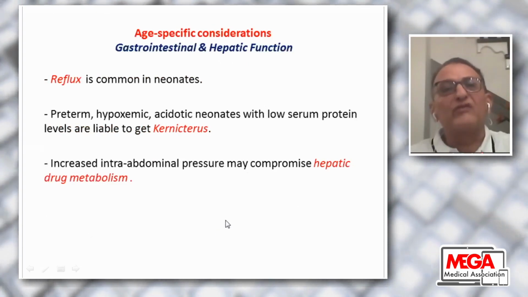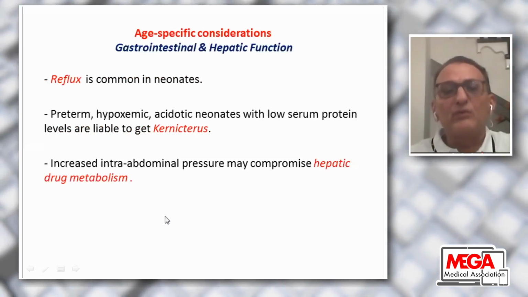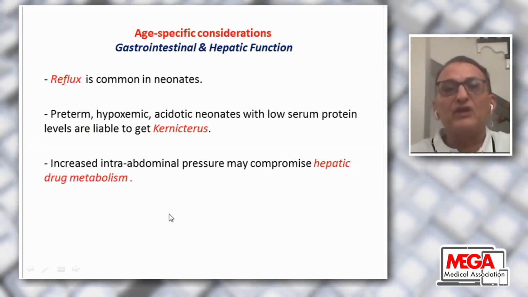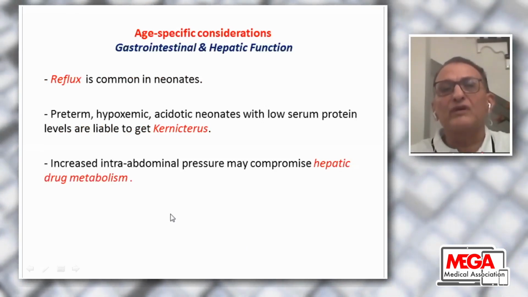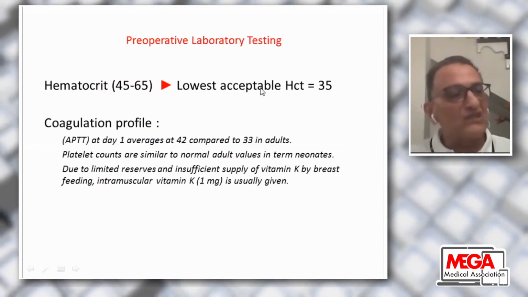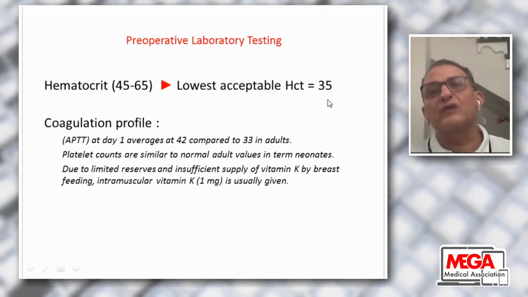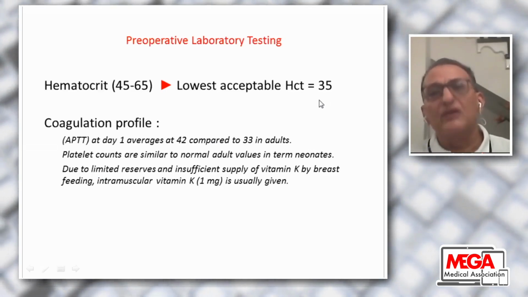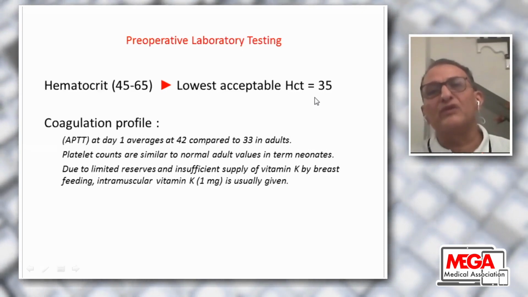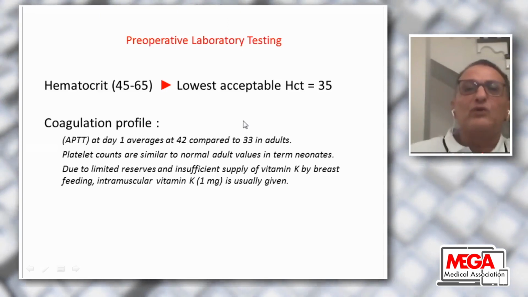We commonly have reflux, we commonly have pernicious. The hepatic drug metabolism may be affected, especially when the intra-abdominal pressure is high. The lowest acceptable hematocrit is higher than that of adults. If you accept like 25 or 30 in adults, the lowest acceptable hematocrit is 35. Their coagulation profile has almost nothing peculiar in it.